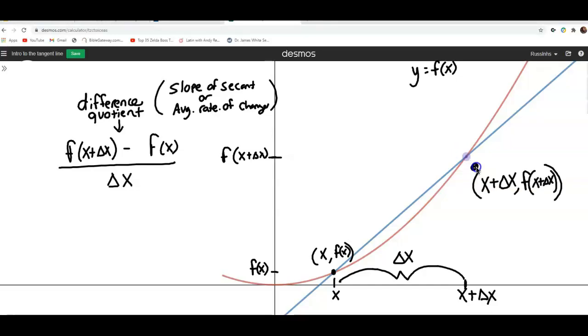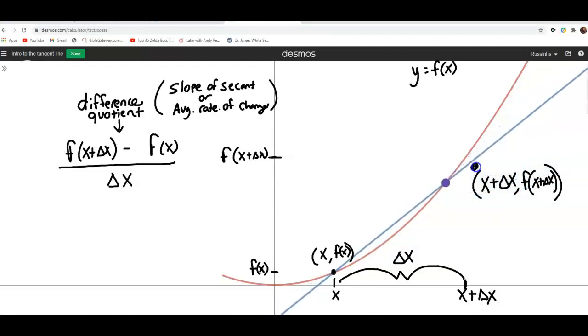Last time when we did this, we took this point here and we brought it closer and closer and closer and closer to this point. And as you guys can see, the closer I get, the more that looks like a tangent line, doesn't it? And when this purple dot here actually lands on top of that black dot, then it's going to be a tangent line.